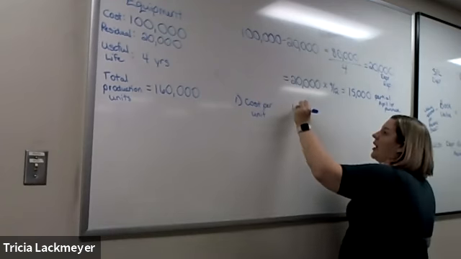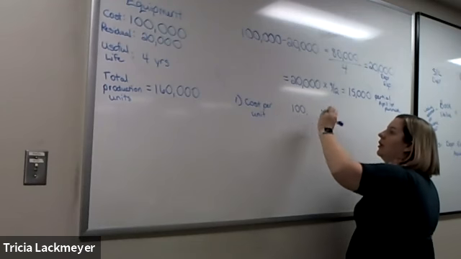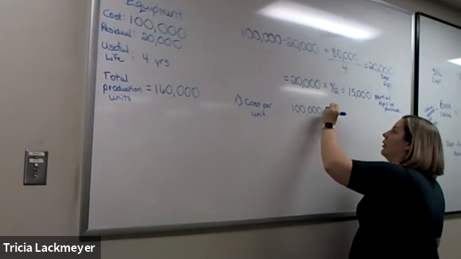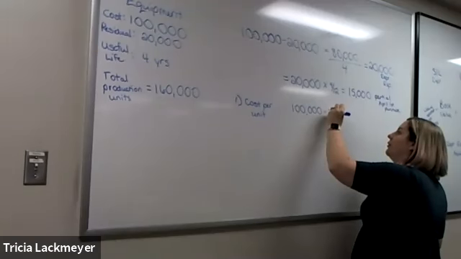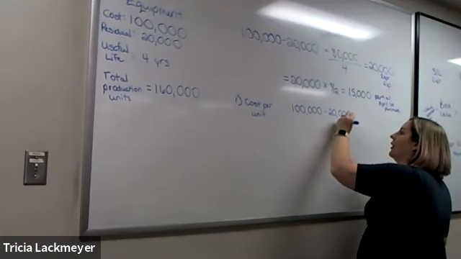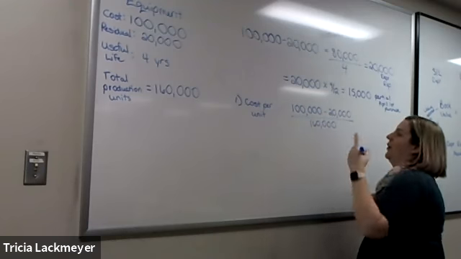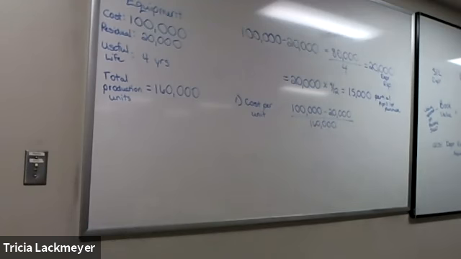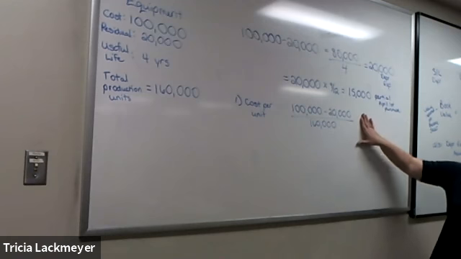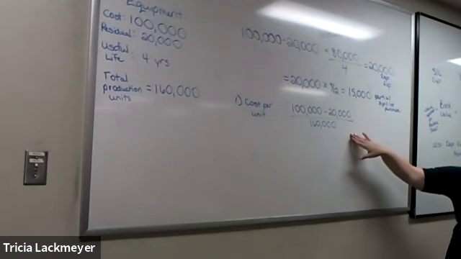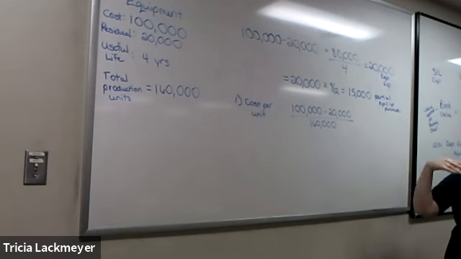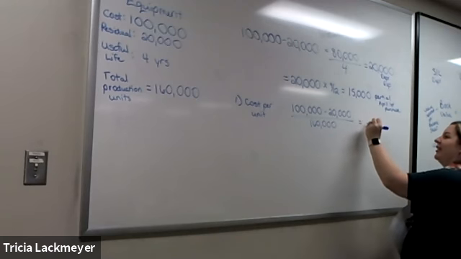It's going to be your cost minus your residual. Only this time we're going to divide it by our useful life in output or units. Okay, so cost minus residual divided by total units. So 80,000 divided by 160,000, or 50 cents per unit. See how I actually was able to think of that one, right?